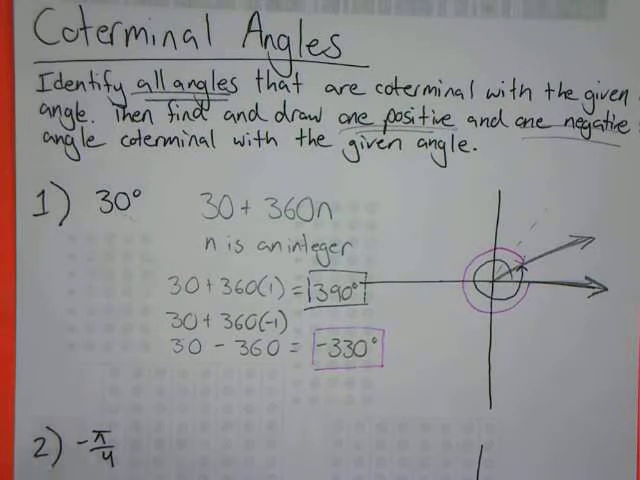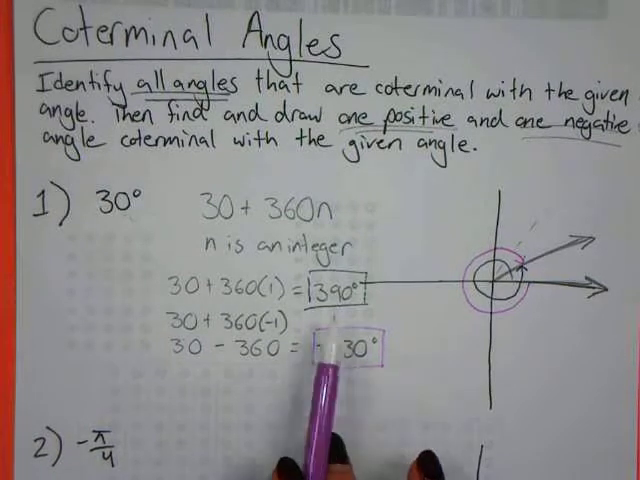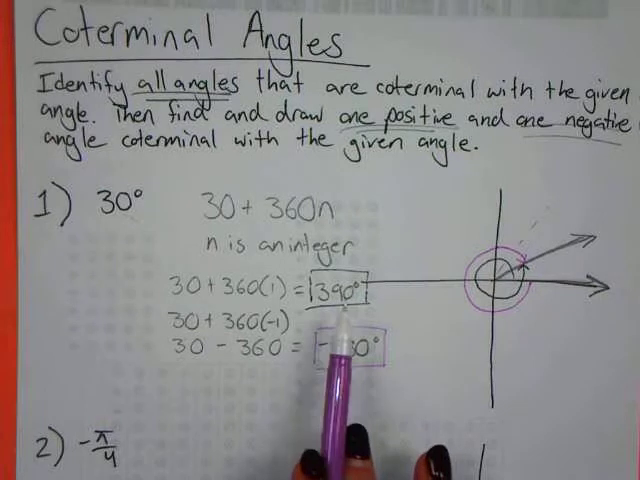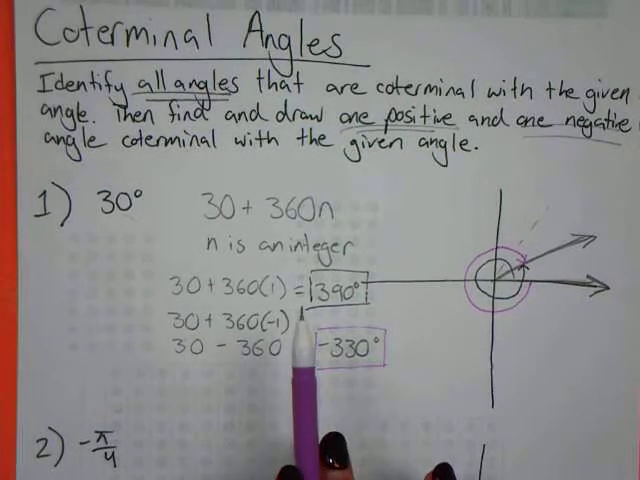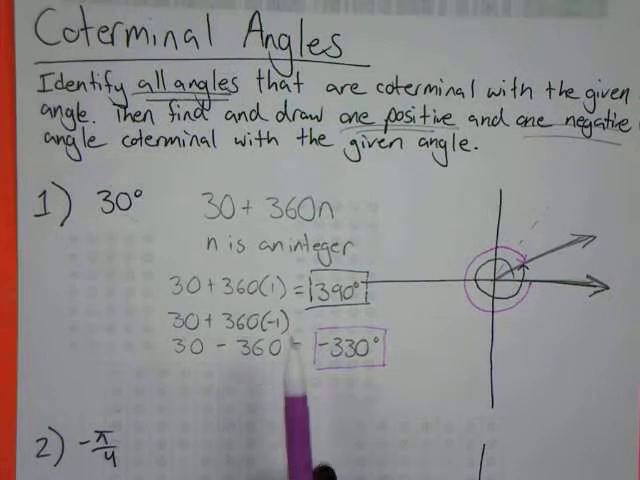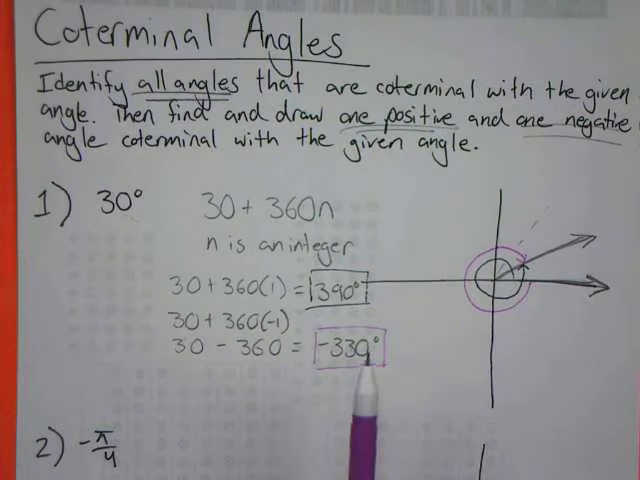There are unlimited possible answers here, though. You could have many different other positive and negative angles. If I would have done 1 instead of 1, 2, and -2, or 3 and -3, as long as n is an integer, I'm going to get a positive or a negative coterminal angle.